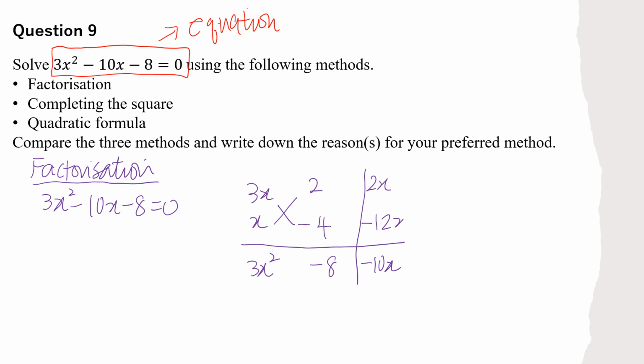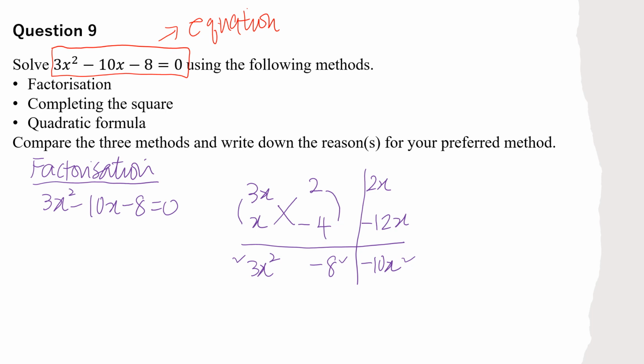All right, so let's check. Okay, so 3x times x will give you 3x squared. That's fine. 2 times negative 4 gives you negative 8. We are correct. 2x minus 12x will give you negative 10x. Correct.